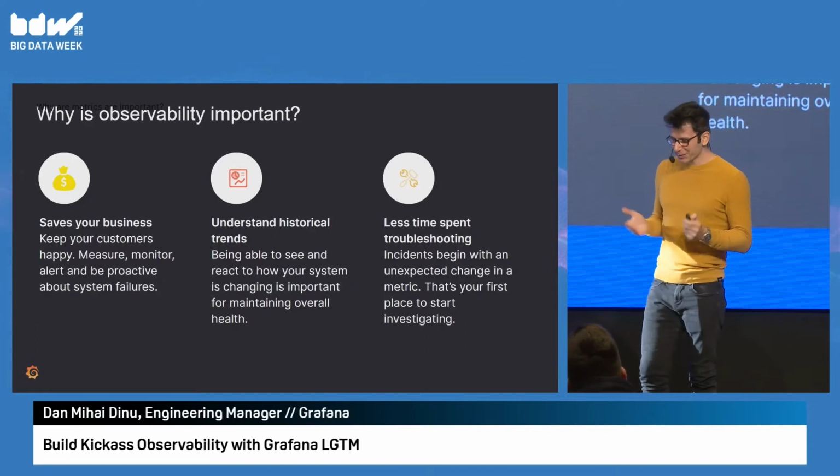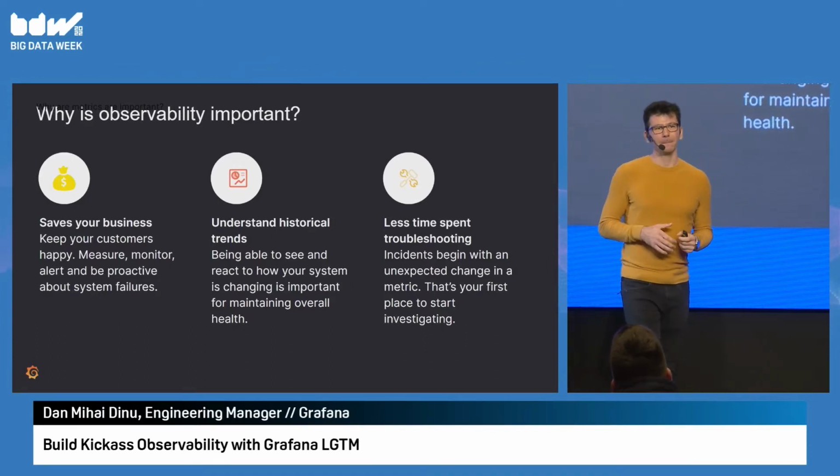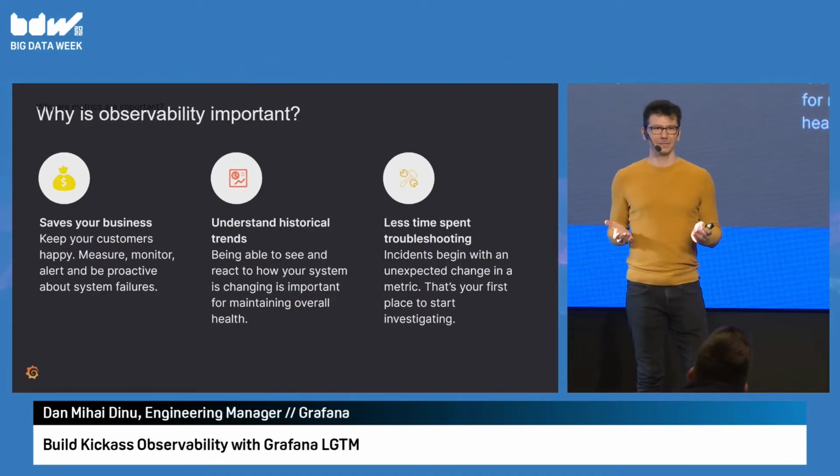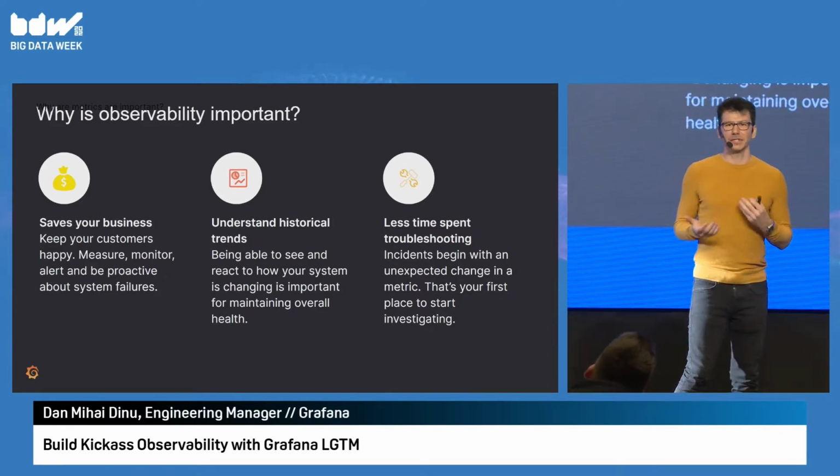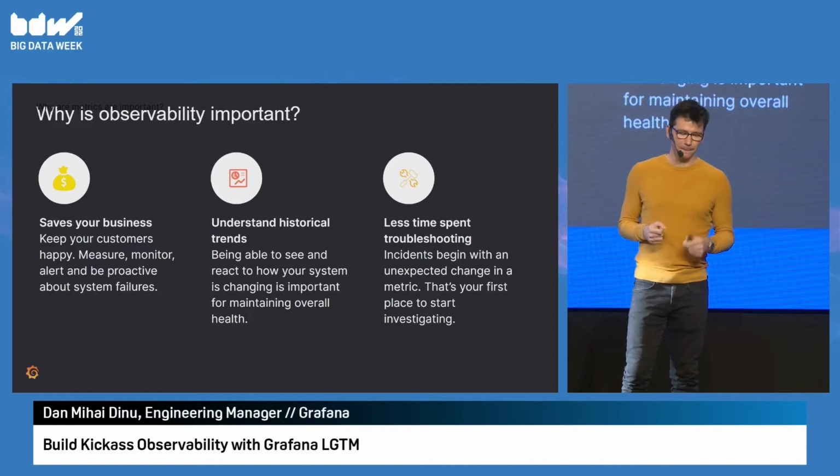So again, why is observability important? It can save your business. So you gotta be proactive about failures. You gotta measure, monitor your system.